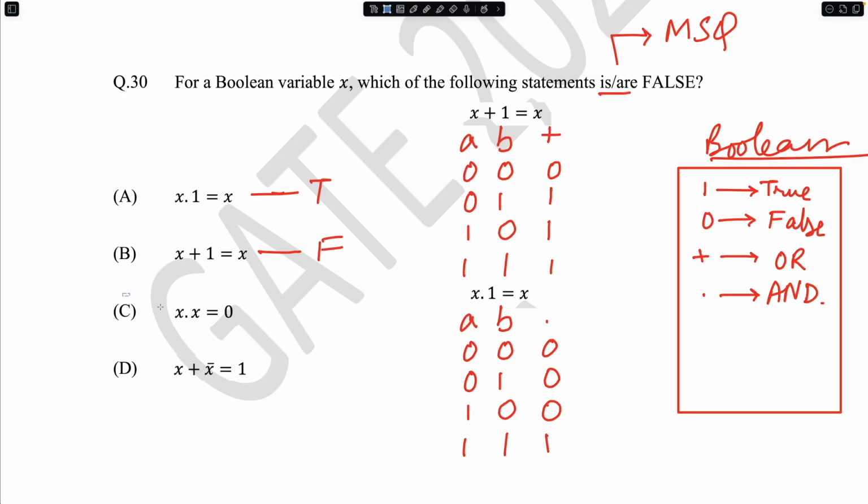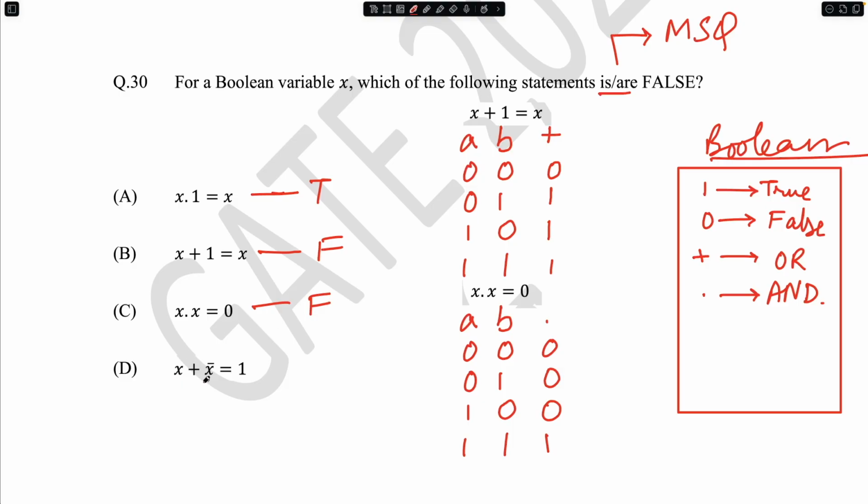Now x dot x is equal to 0. Let's take it over here. X dot x is equal to 0. X can be 0 or 1 only, right? So we can consider this statement, we can consider this statement, right? For x being 0, the answer is 0. For x being 1, the answer is also 1, right? For that, the answer is given as 0 always, but it should have been x, right? So this option, this C option, is basically false. I'm going to mark that.